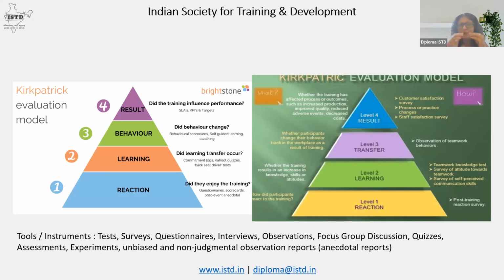So am I able to transfer the learnings to the workplace and achieve certain levels of change? That we can again find out through different sources and different tools. That is at level 3.